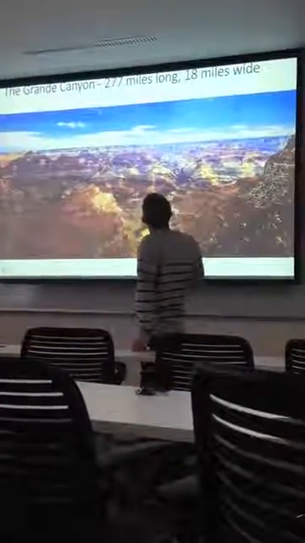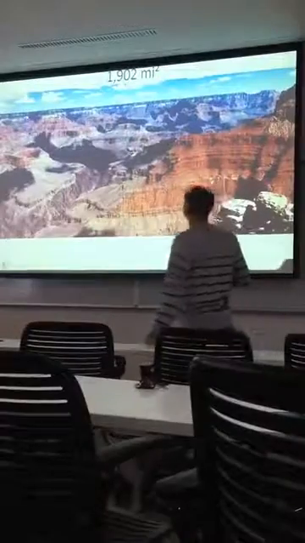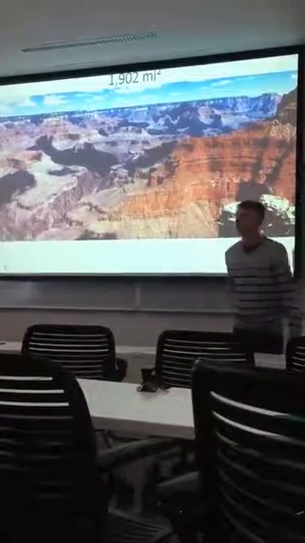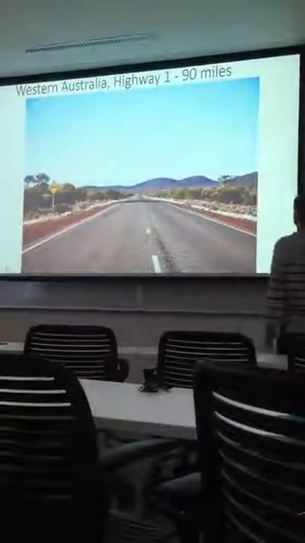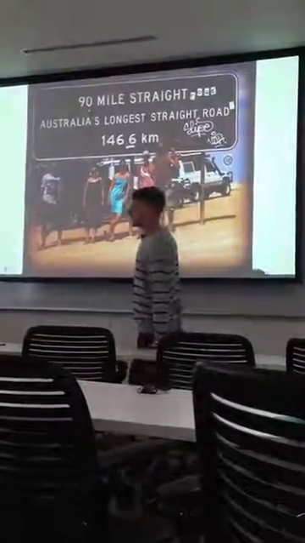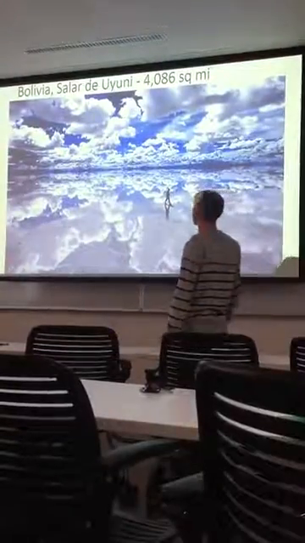Grand Canyon, at one point it's measured 277 miles long, 18 miles wide. Another measurement is 1,900 miles squared, flat, straight across. San Francisco Bay, 1,600 miles squared. Western Australia, Highway 1, 90 miles squared. Zero curvature.